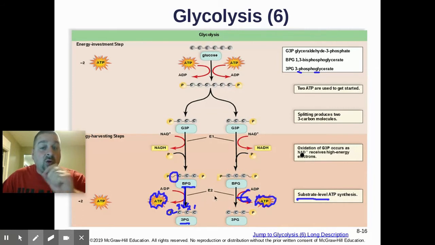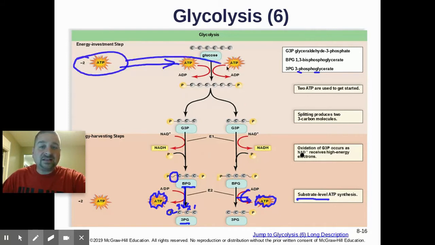So we're already even. After a couple steps here, we've invested 2 ATP into the process, right? And now we've gotten those 2 back. So we're back to even.